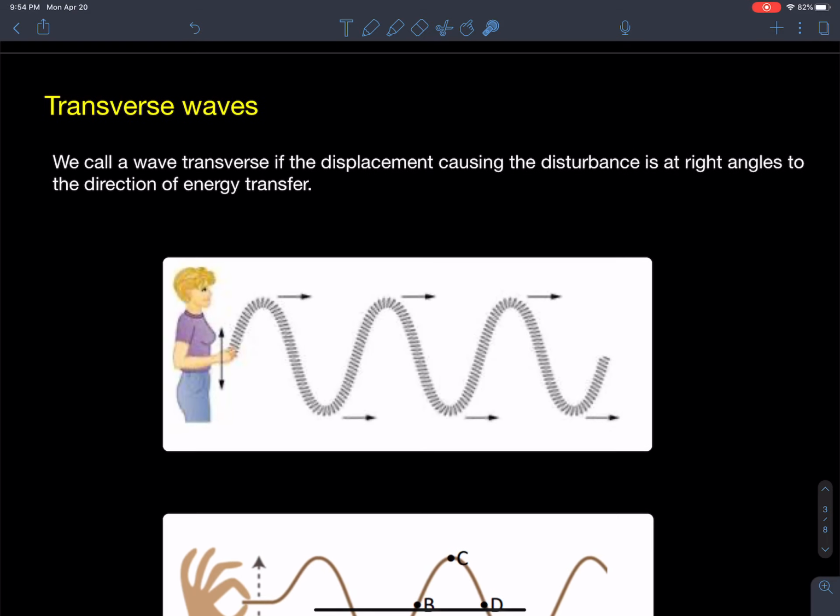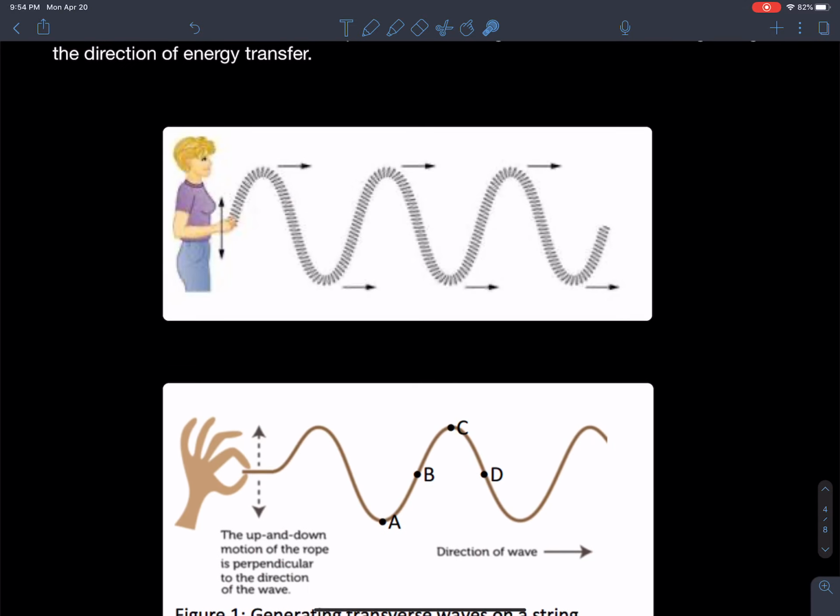So the definition of a transverse wave is that the displacement causing the disturbance is at right angles to the direction of energy transfer. If that's the case, then what you get is a transverse wave. Okay, and that's common in strings. It's common in many different types of mechanical waves that we generate by a vibrating object.